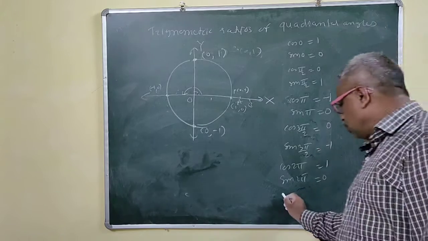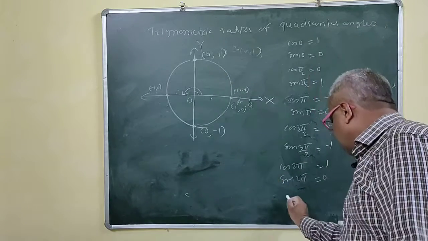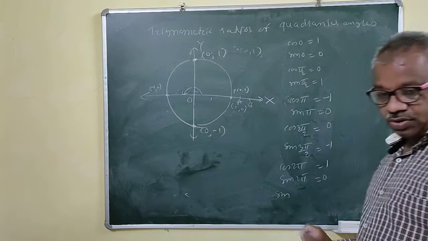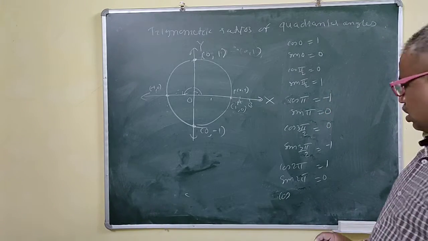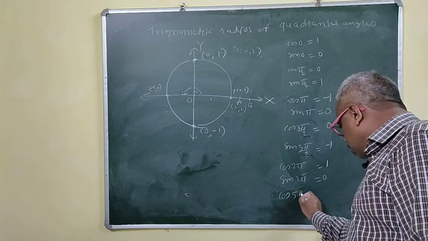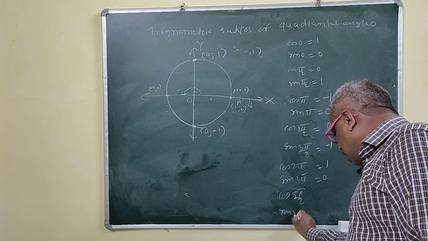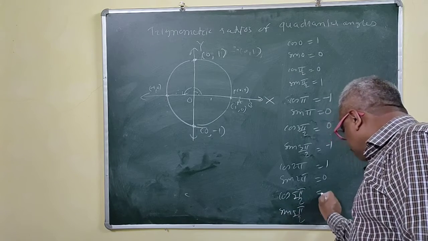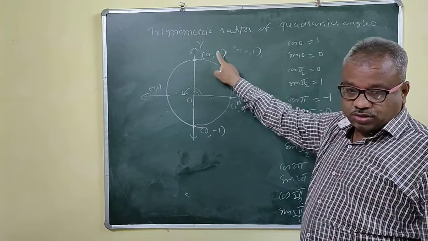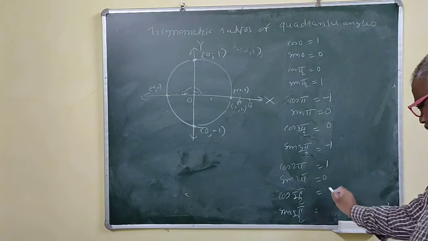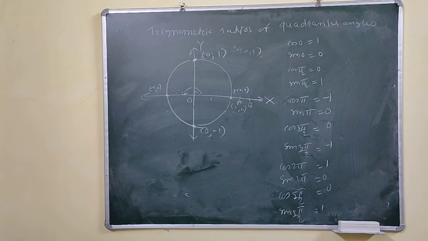Again add pi by 2. Then you will be here. So this is 2 pi plus pi by 2. So we'll write first the value of cos. 2 pi plus pi by 2 is 5 pi by 2. So cos 5 pi by 2 and sin 5 pi by 2. Where are you? You are at the same place as for pi by 2. Right? What is the value? (0, 1). 0 for cos and 1 for sin.